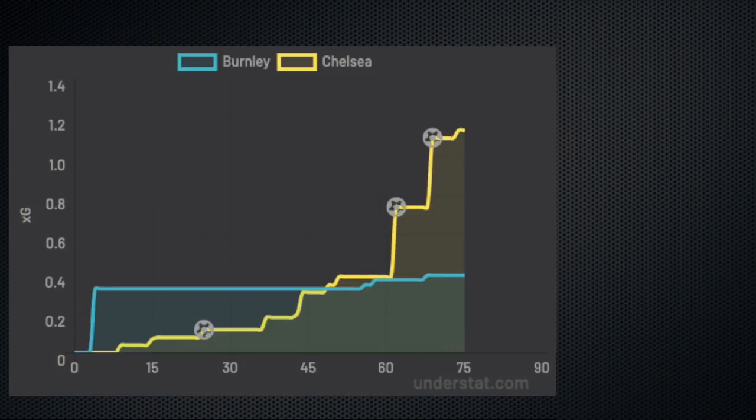In total, Chelsea is expected to score 1.23 goals, but they scored 3, and Chelsea limited Burnley to a final xG of 0.41, the majority of it coming from the first chance. The small yellow steps in between indicate that Chelsea was consistently trying to create opportunities to score goals.